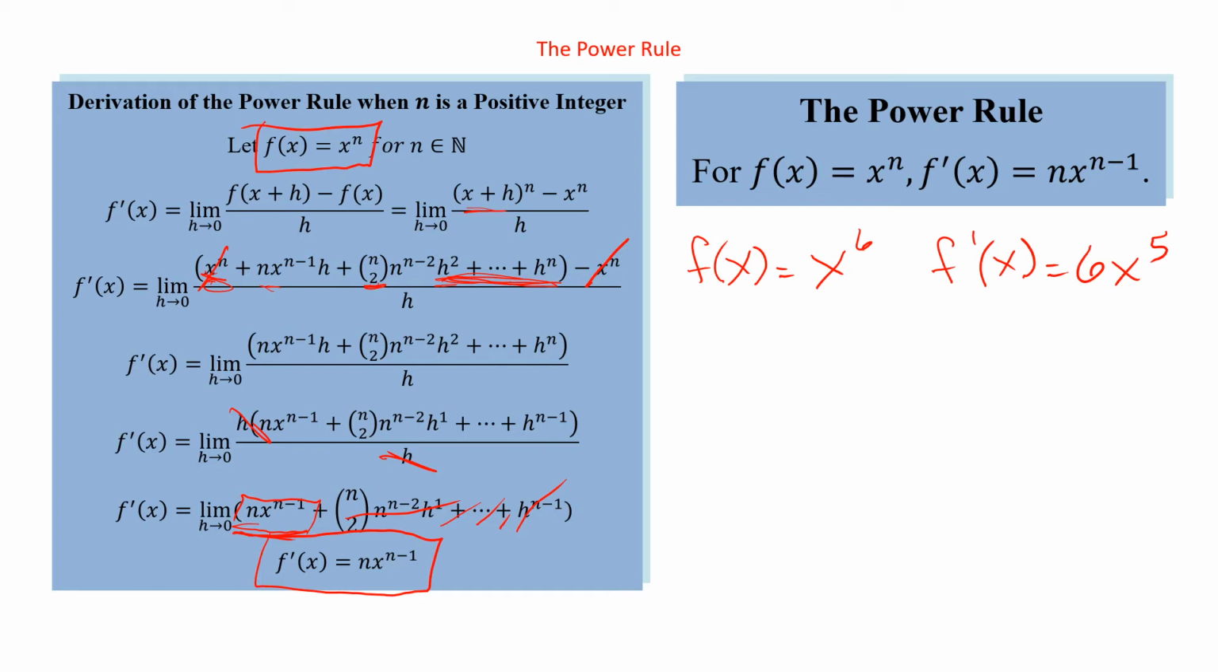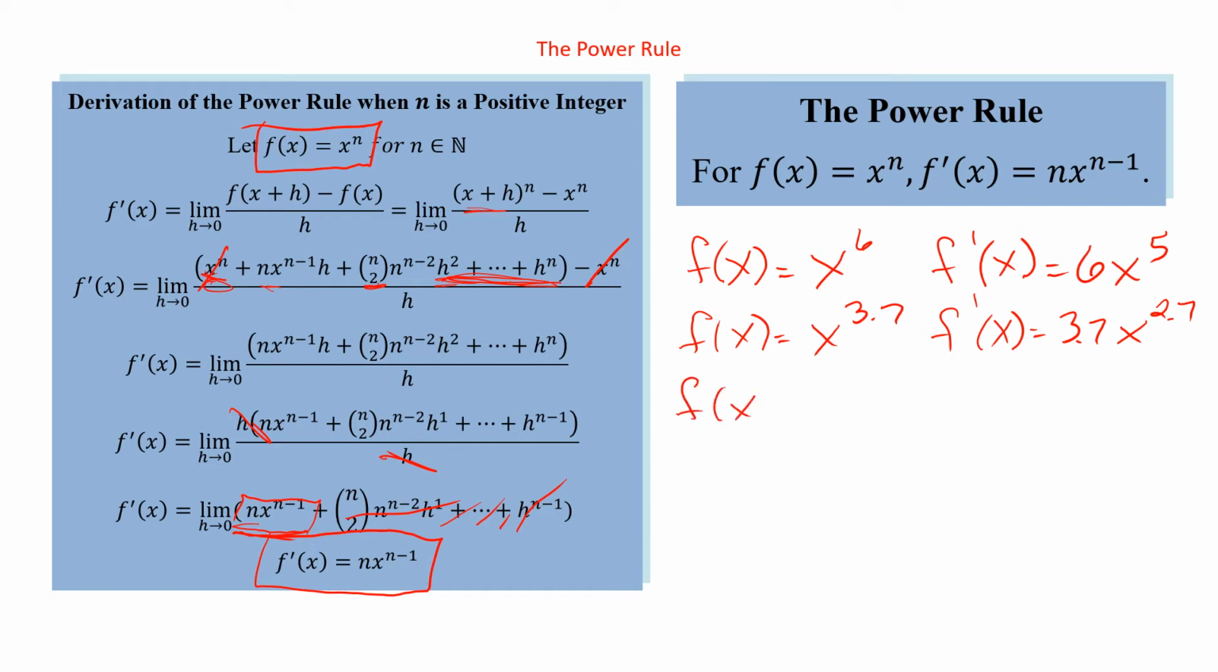It works when it's not just positive whole numbers too. We could have f of x equals x to the 3.7. f prime of x will equal 3.7 times x to the 2.7. Goes right like that.